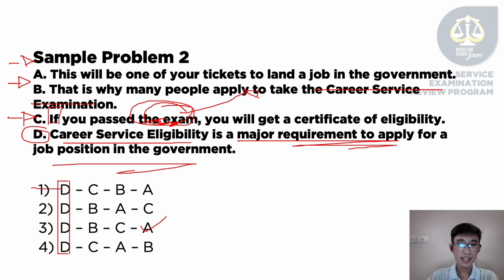This will be one of your tickets. If you pass the exam, you'll get a certificate. Maybe not, diba? Kasi, again, letter C should follow letter B kasi nga it talks about an exam, diba? Just mention. And number 4, DCAB, career service, major requirement, letter C, if you pass, again, eliminate them, right? So the most logical answer that we can find, the most plausible answer that we can find here is number 3, which is D, and the next is B, and then C, and then A.